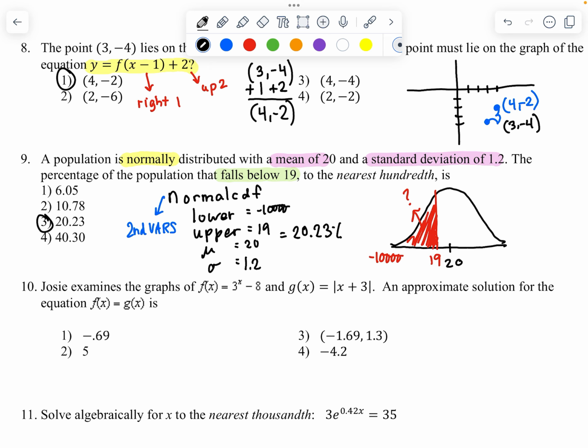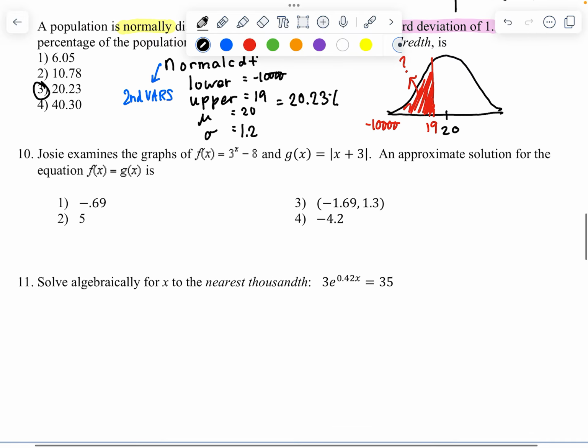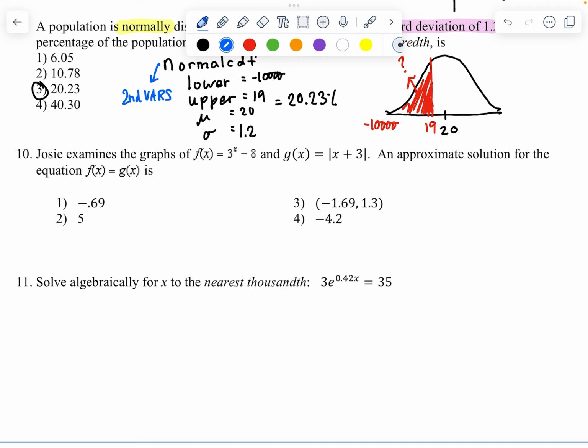And that is 3. Okay. Josie examines the graphs. She has 2 graphs. And what they then do is they set them equal to each other. Now, when they do this, they only want the x. So when you see this, do not put a point. A point has an x and a y. They do not want the point. They only want the x value.